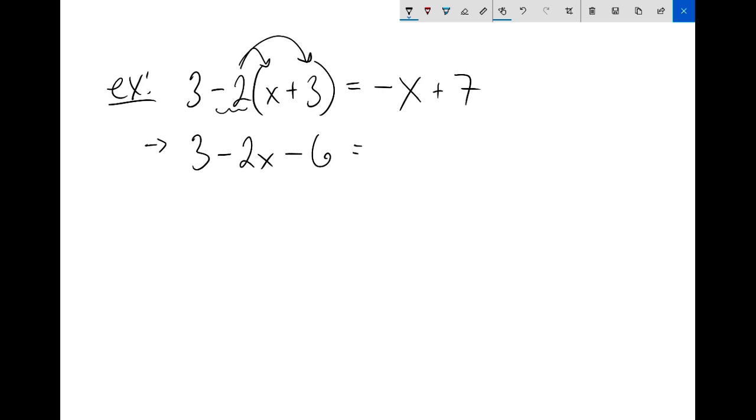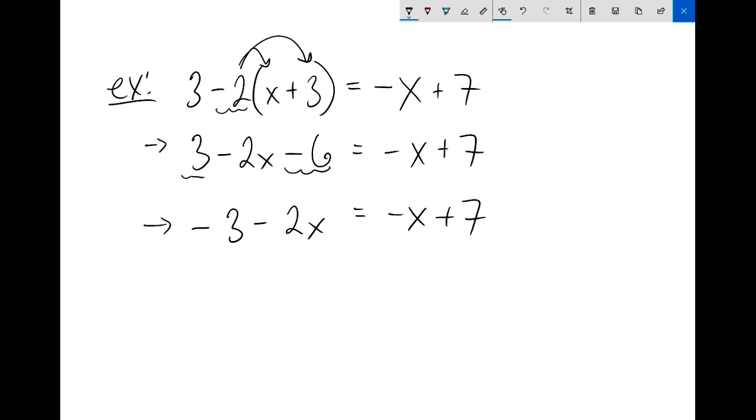Great. So now we have some like terms that can be combined on the left-hand side. What do we got? We got 3 and a minus 6. So we should put those together. Well, what is 3 minus 6? It's minus 3, right? Now we don't have any more like terms to combine, so what should we do now?